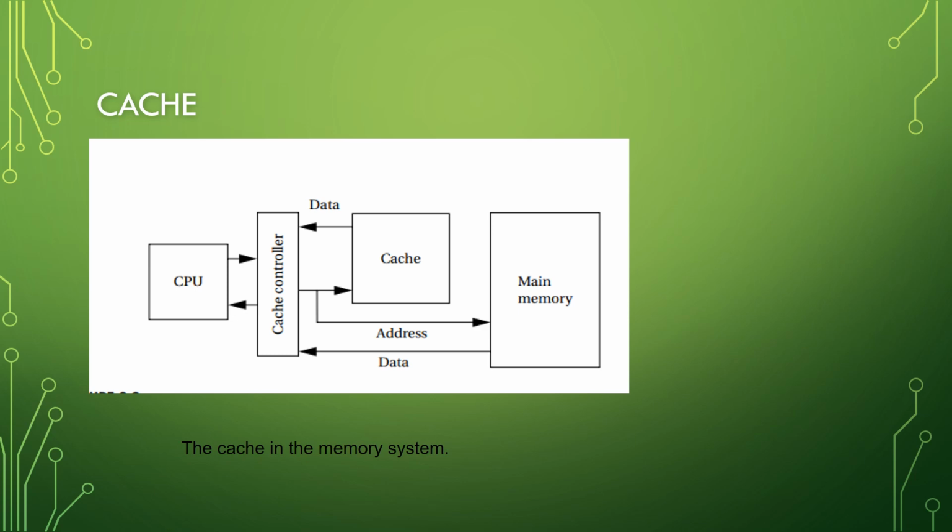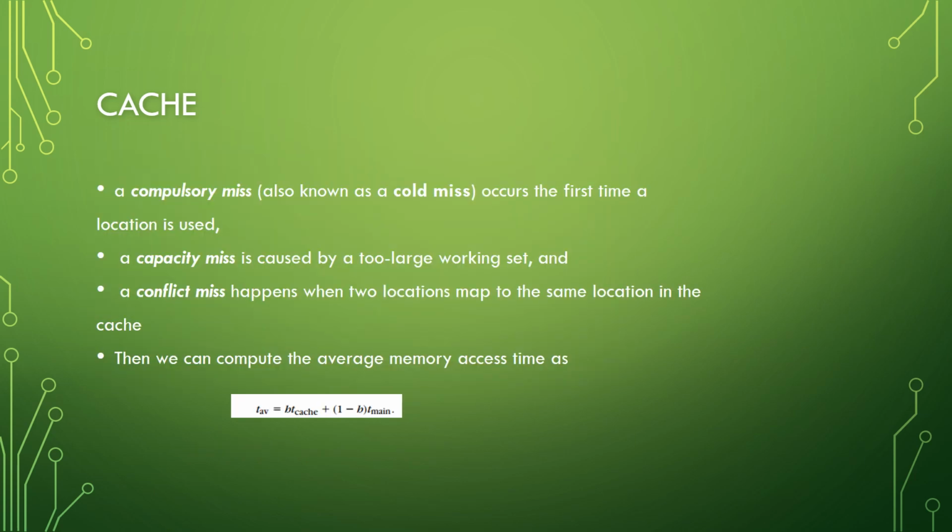Whenever there is no data in the cache, the cache controller has to wait till the main memory returns the data requested by the CPU. That is a cache miss. Miss means missing of data inside the cache. Here are the types of misses inside the cache.